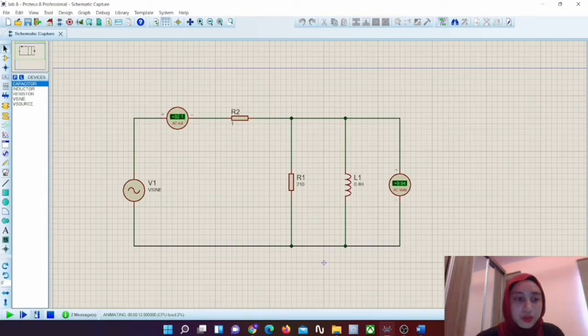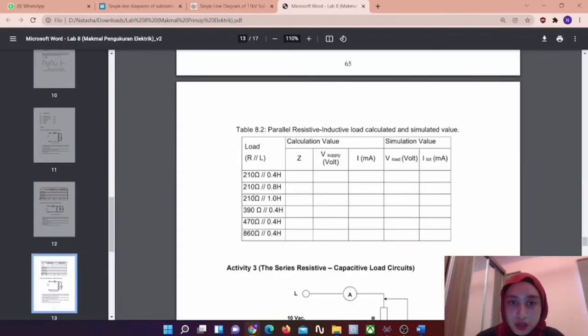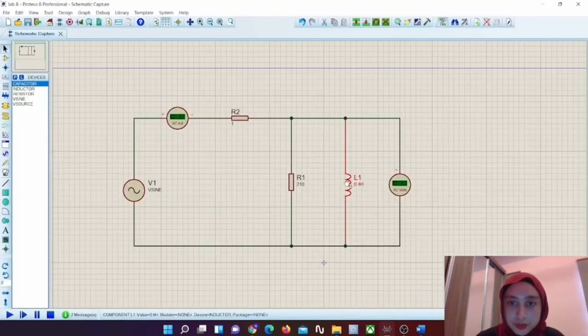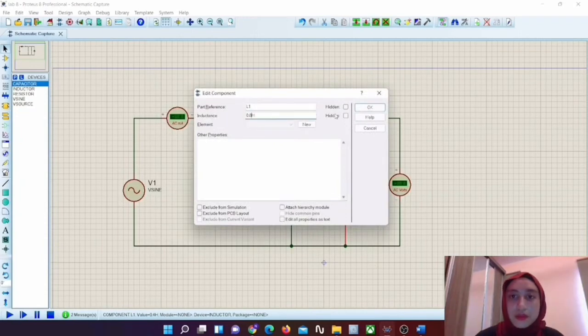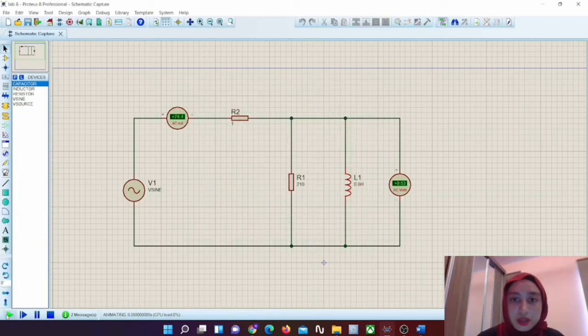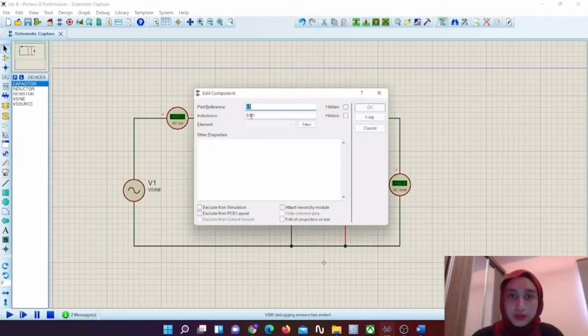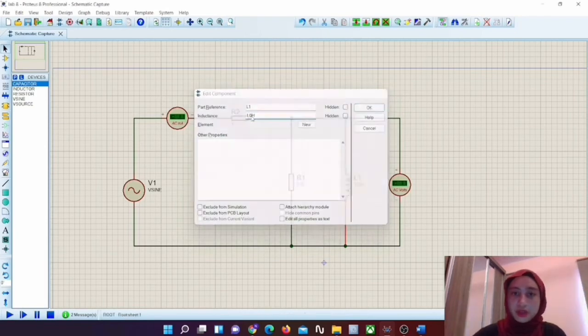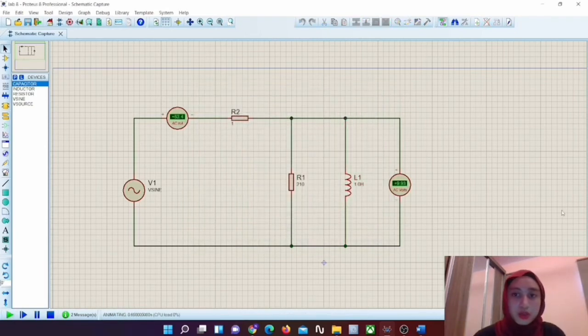After that, we stop the simulation and change the inductor value to 0.8 H, and we run the simulation. We got 61.9 milliampere and the voltage is 9.94 volt. After that, we change the value of the inductor to 1.0 H and run the simulation. We get the AC ammeter current value of 57.2 milliampere and the voltage is 9.94 volt.